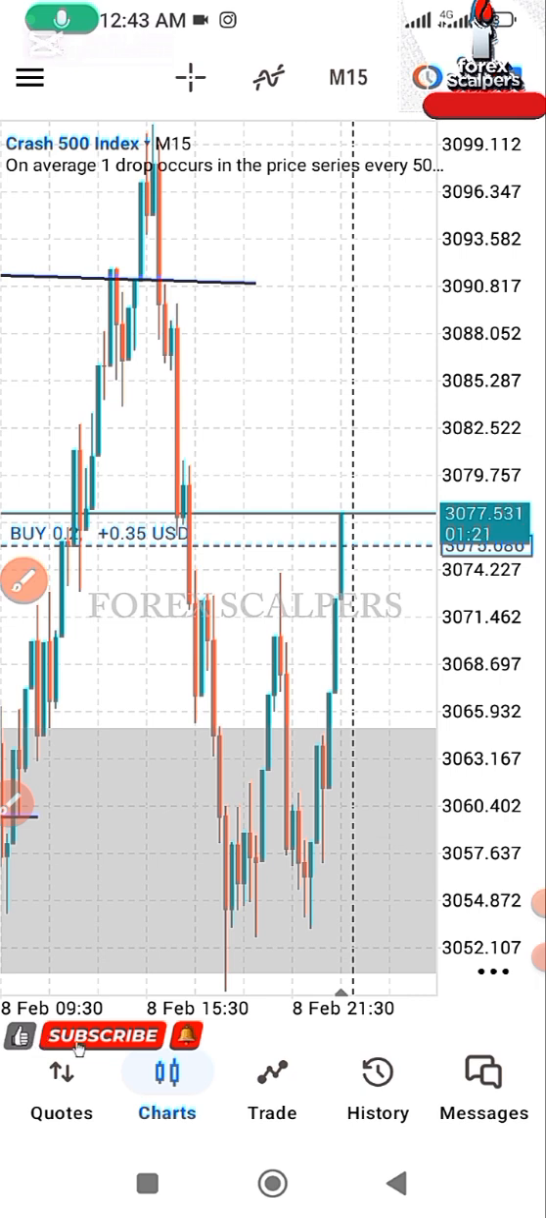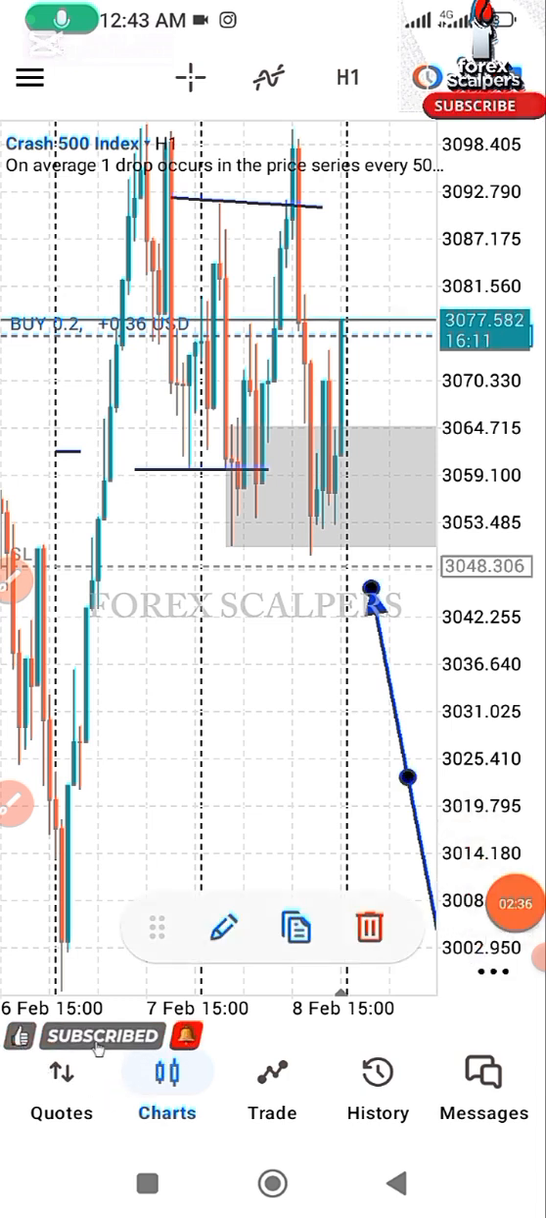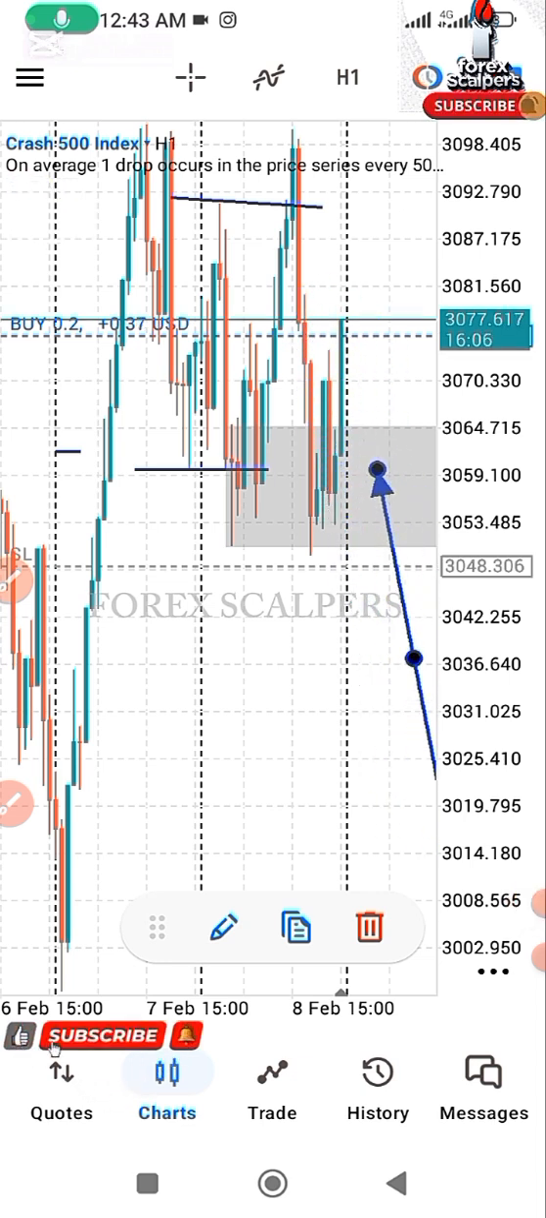But since I missed this on the 15-minute time frame, I just saw it on my 1-hour time frame and I decided to go in. But if I were you now, what I would do, I'll be patient enough to wait for this 1-hour candle to close before I make my trading decision. This is very, very simple.